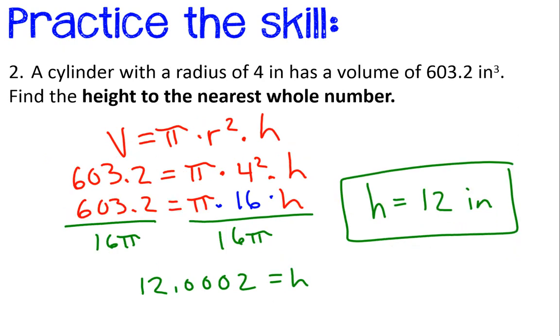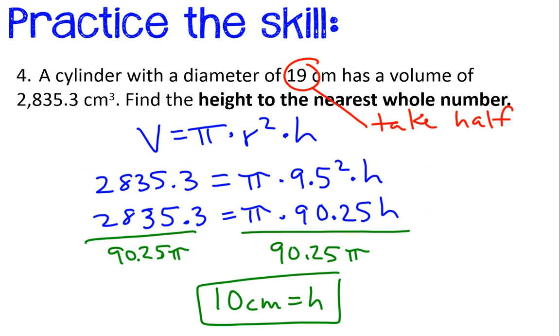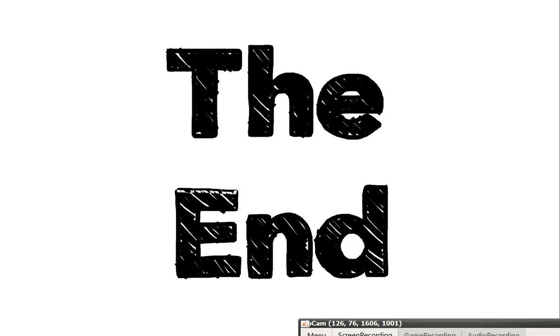Number 2. Number 3. And finally, number 4. All right, that's it. Hope you have a better understanding of how you isolate for the letter H for height.